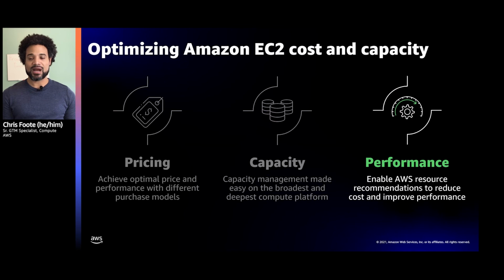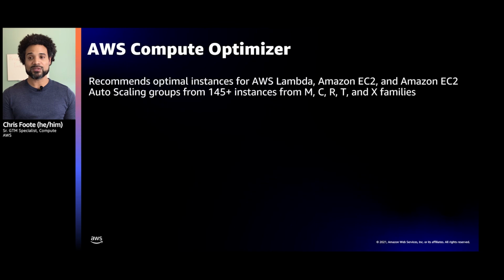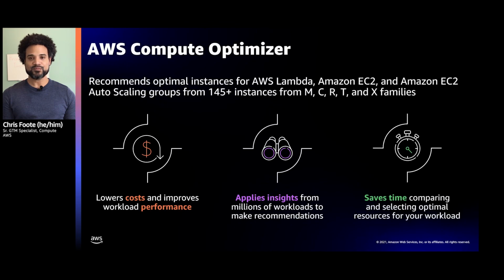So the last vector to optimize across is performance. So we'll look at how to enable AWS resource recommendations to really reduce not just the cost, but improve performance as well. A key service here to improve performance is the AWS Compute Optimizer. The Compute Optimizer recommends optimal instances across AWS Lambda, as well as EC2 and EC2 auto scaling groups, across many different instance types, including the M's, the C's, the R, T, and X families.